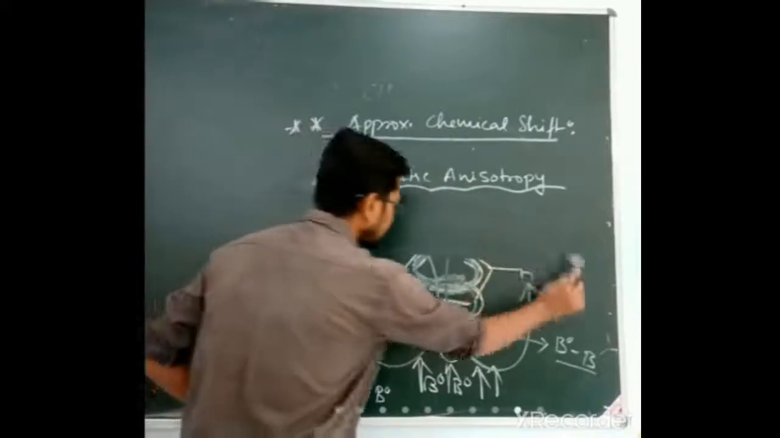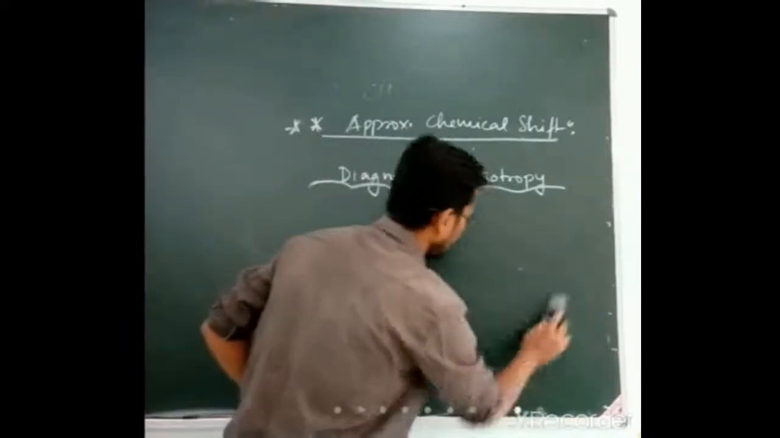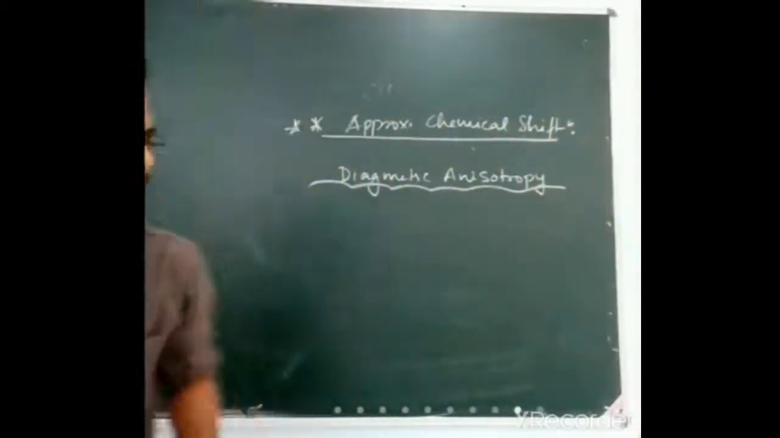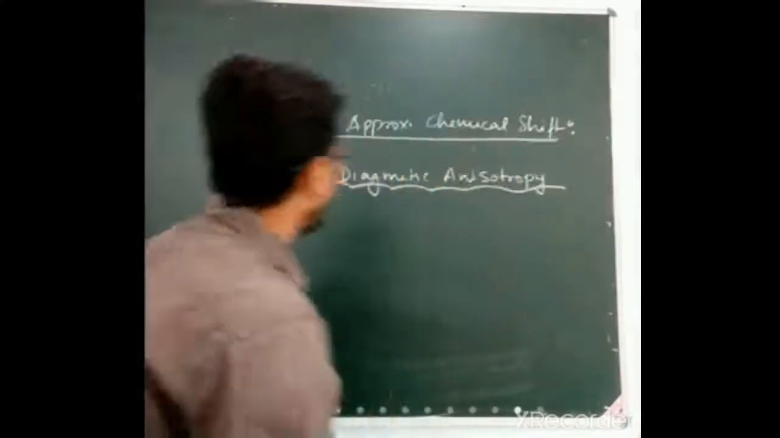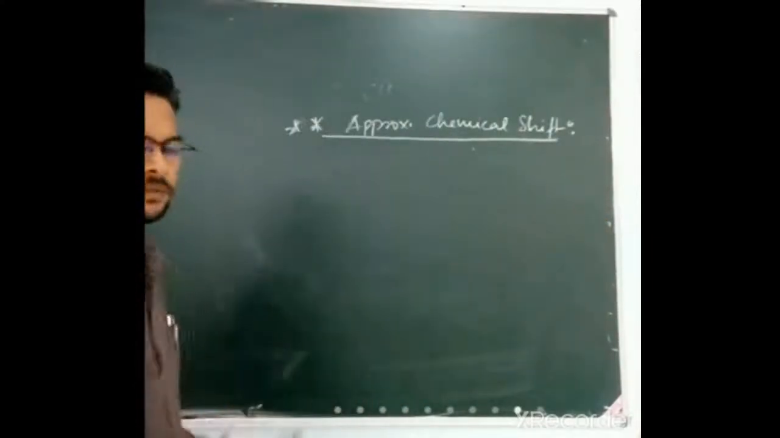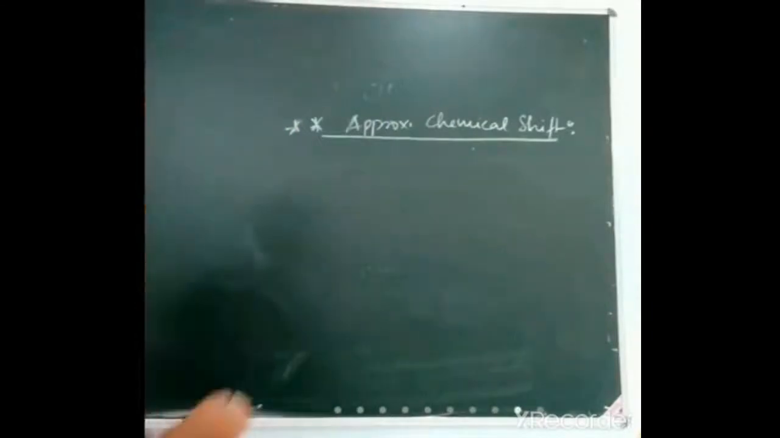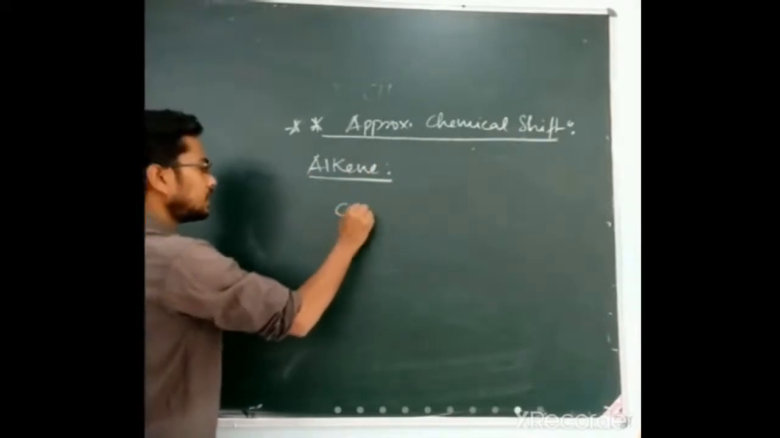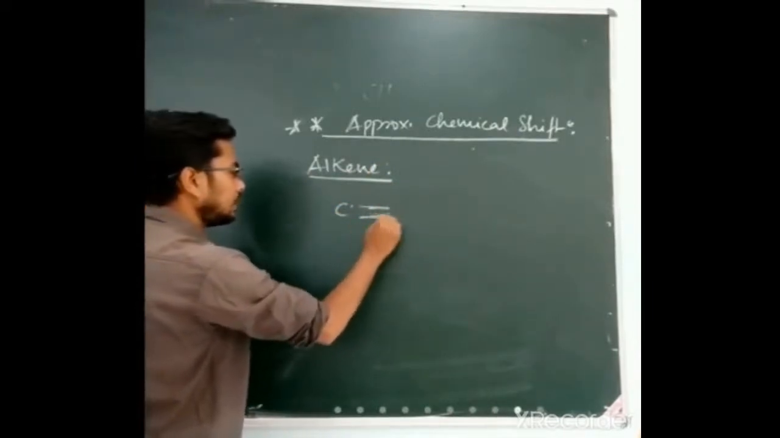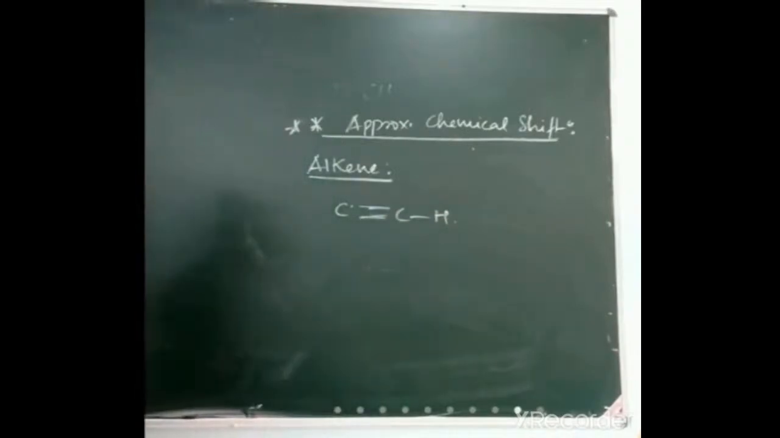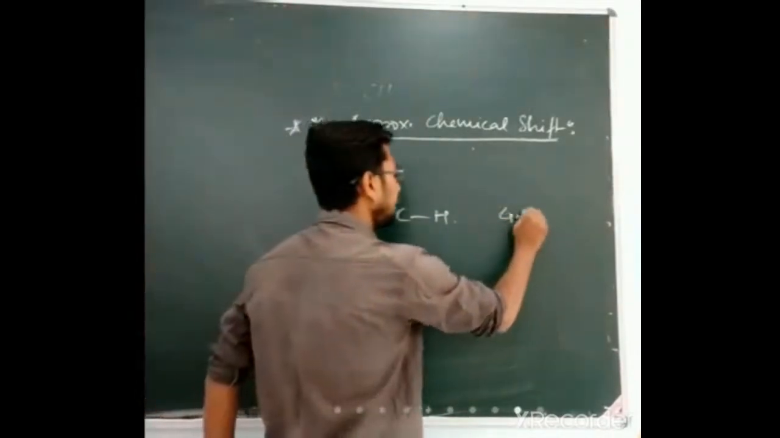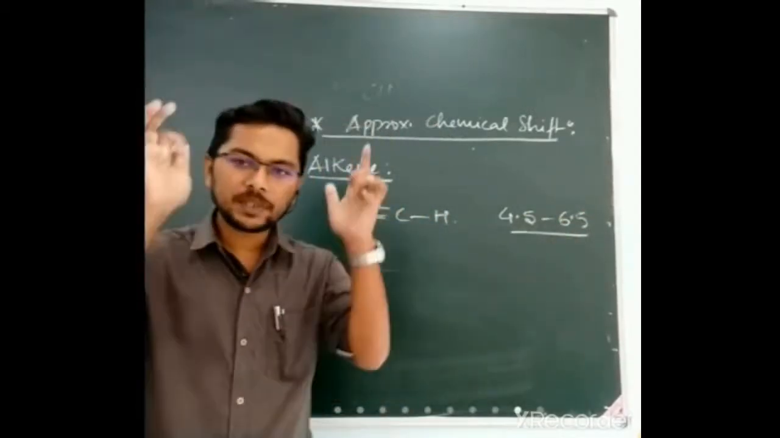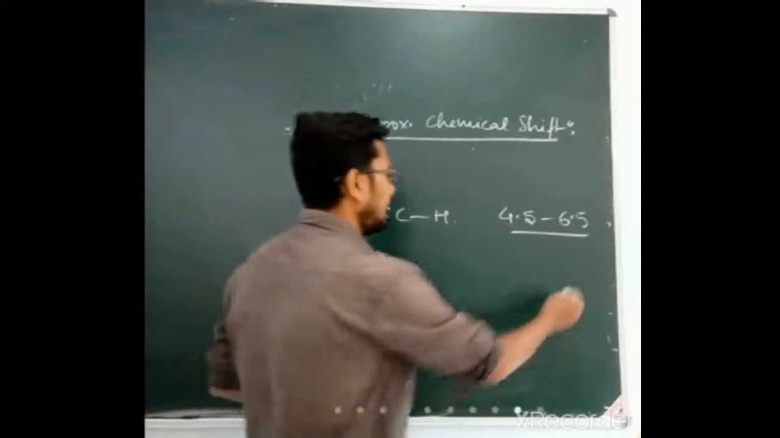Now why I am discussing this is, in case of alkene, suppose I am taking alkene. So alkenes will be C double bond C, this hydrogen. So they fall in the region 4.5 to 6.5. That means, how you can remember is, this is exactly in the middle portion of your delta scale, alkenes.